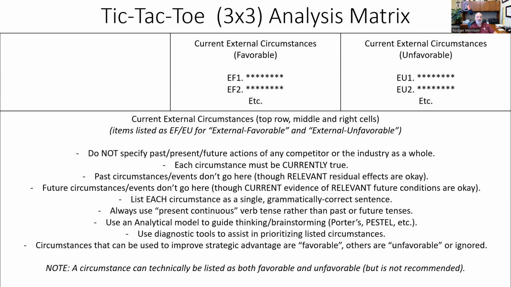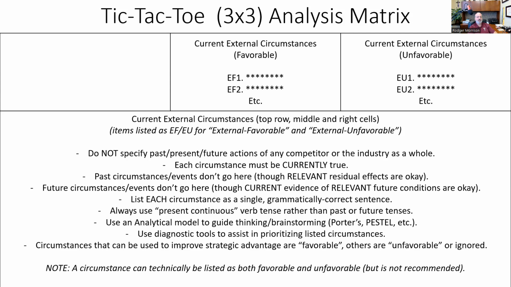That's all. And if you really want to know the definition, hint, hint, students, current external circumstances are things you have no control over that put pressure toward competitive advantage, and the unfavorables, the threats, put pressure toward competitive disadvantage. That's all they are. And yes, you can list a circumstance in both sides.